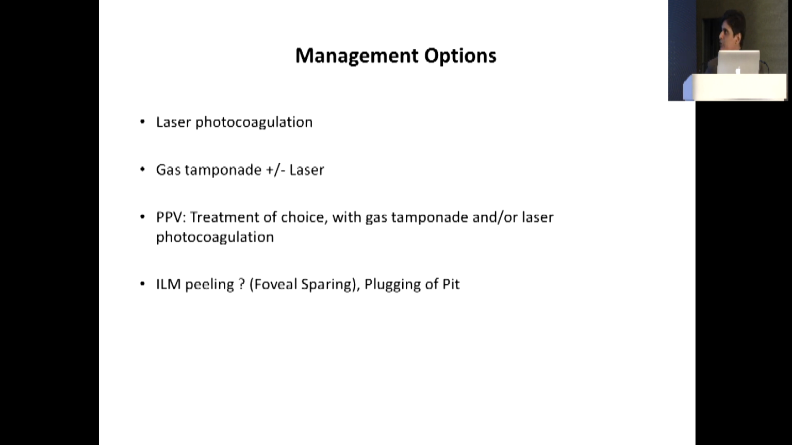Initially, if we go back by history, they used to do a laser along the temporal side of the disc, usually to stop the progression of the fluid. However, it can also be associated with some tissue damage. Then came pars plana vitrectomy with laser and gas tamponade, and now we have come with the concept of doing a foveal sparing ILM peeling and plugging the pit with different sorts of things. It has just become like a dumping bag. So is it really required or not?